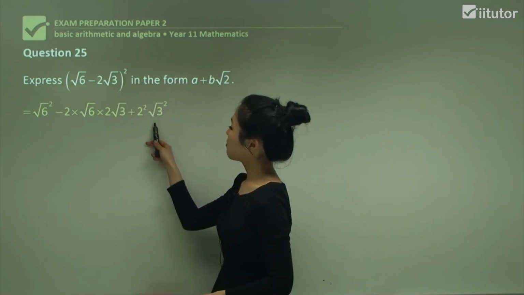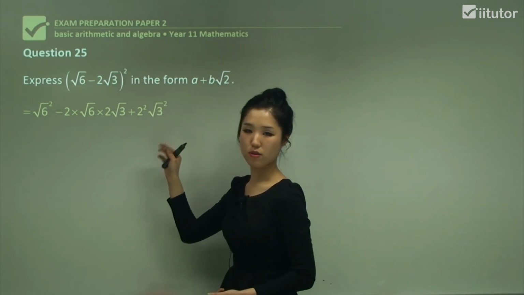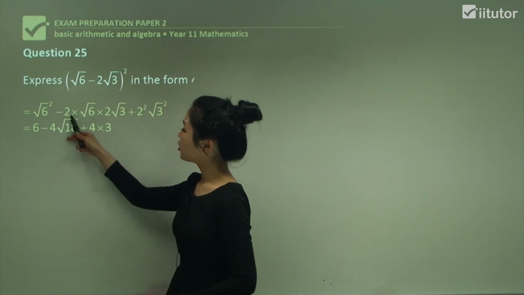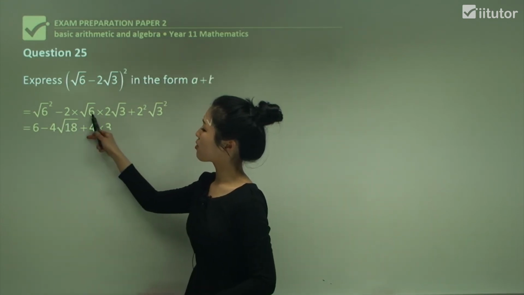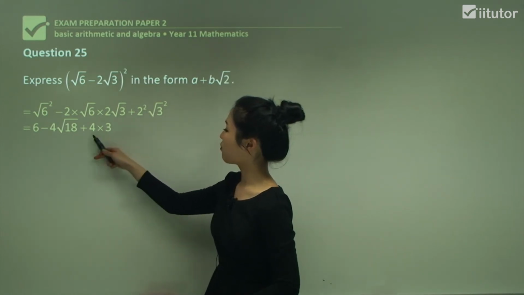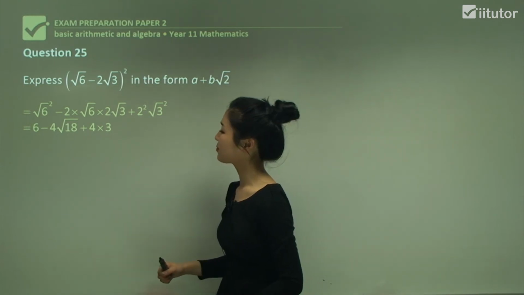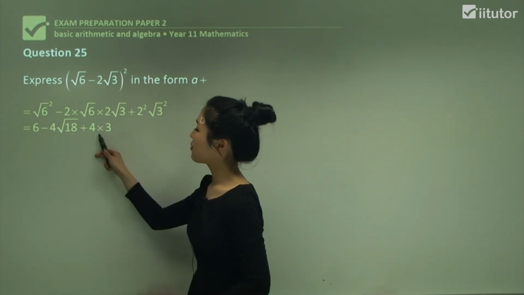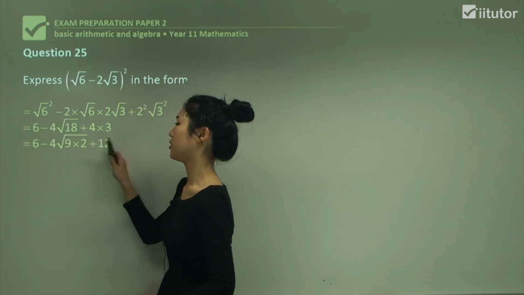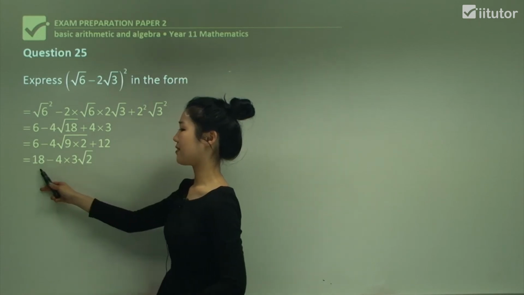And then it's going to be plus 2 root 3 squared. So it's 2 squared, root 3 squared. I'll just write it separately. Now root 6 squared is 6. 2 times 2 is 4. Root 6 times root 3 is root 18. 2 squared is 4. Root 3 squared is just 3. Now, 4 times 3 is 12. So 12 plus 6 is 18.